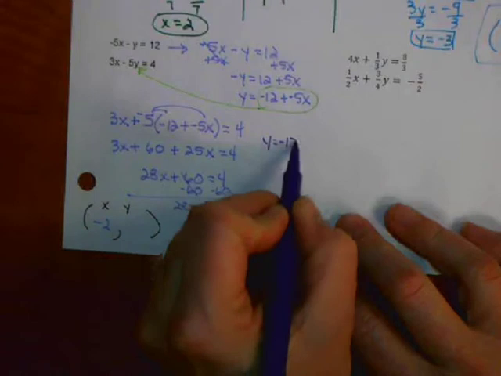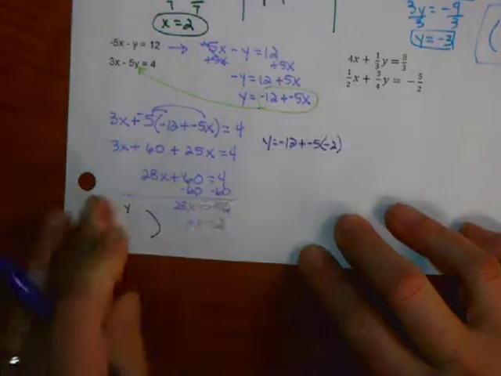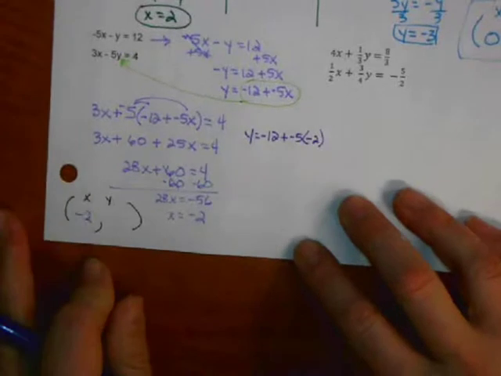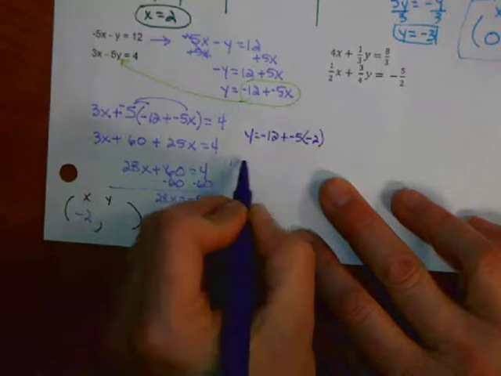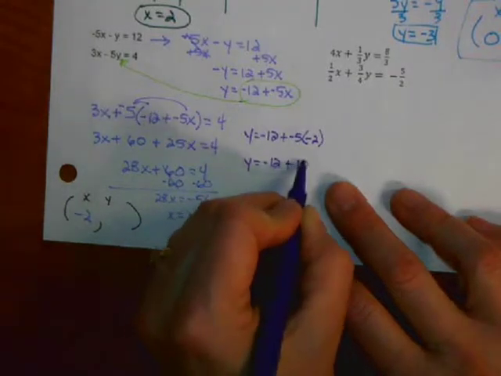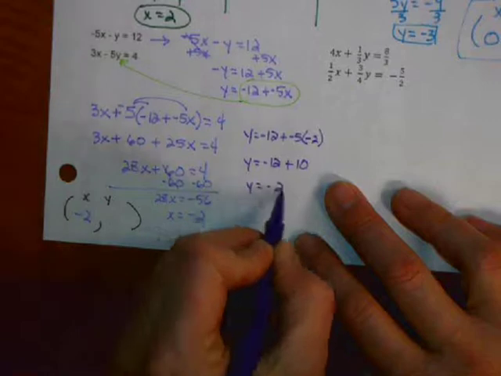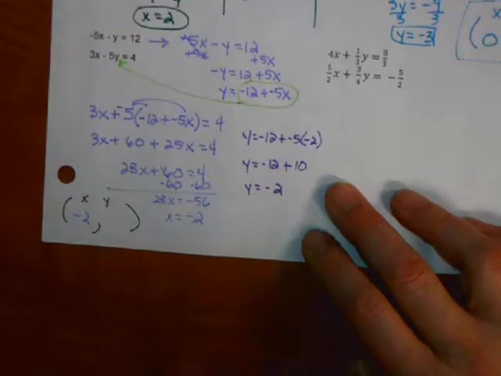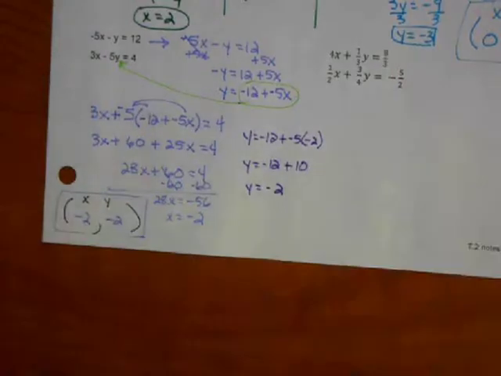Y is equal to negative 12 plus negative 5 times negative 2. Y is equal to negative 12 plus 10. And y is equal to negative 2. So, this is my point of intersection, my solution. Doable?